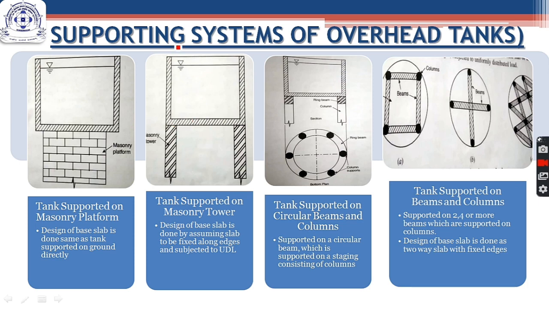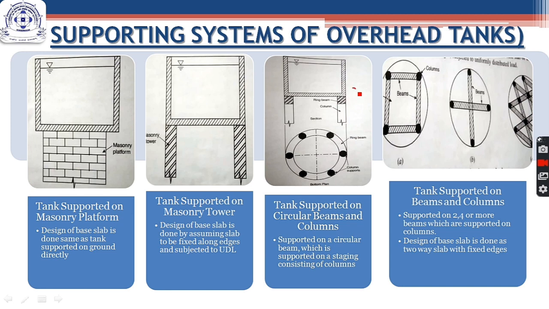As I have told you, the tanks rest on a particular supporting system. There can be different types of supporting systems to support or elevate the overhead tanks. First is the masonry platform, in which the platform is made of masonry and the tank is provided above it. It is not generally preferred, but it is one of the types. The design of the base slab is the same as that of tanks resting on ground. Next is the masonry tower, in which piers or columns of masonry are provided below the tanks.